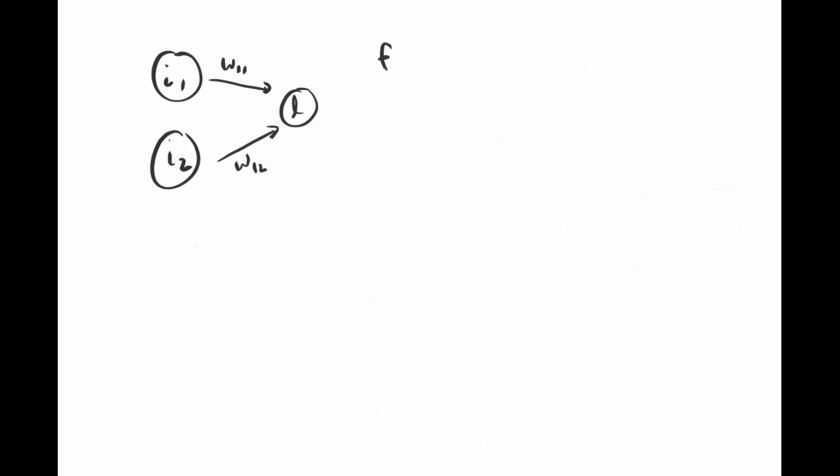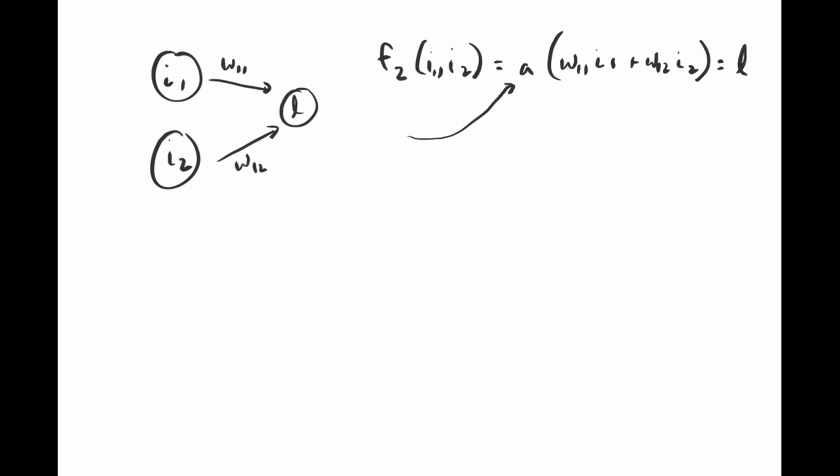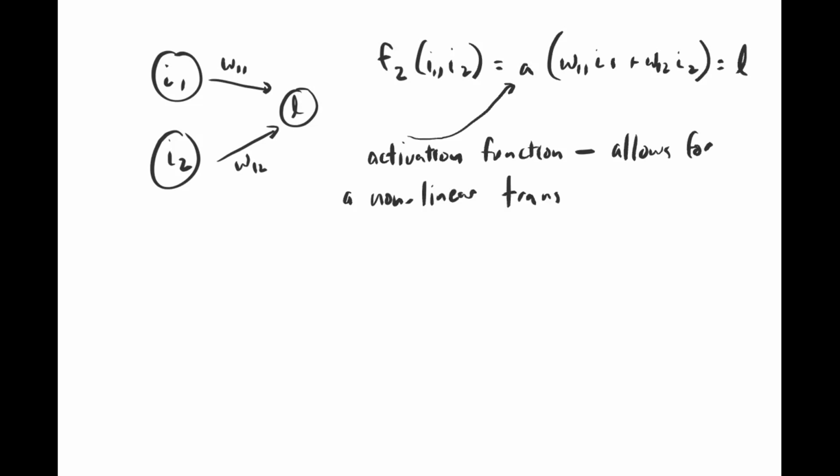But now, we're going to treat this slightly differently. So the main difference here is we have this A. So this is known as an activation function. And this allows for a non-linear transformation of the inputs at each node.